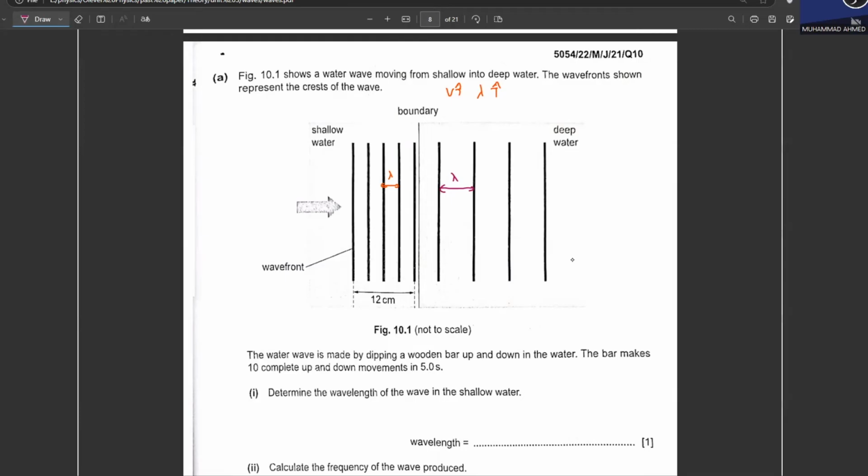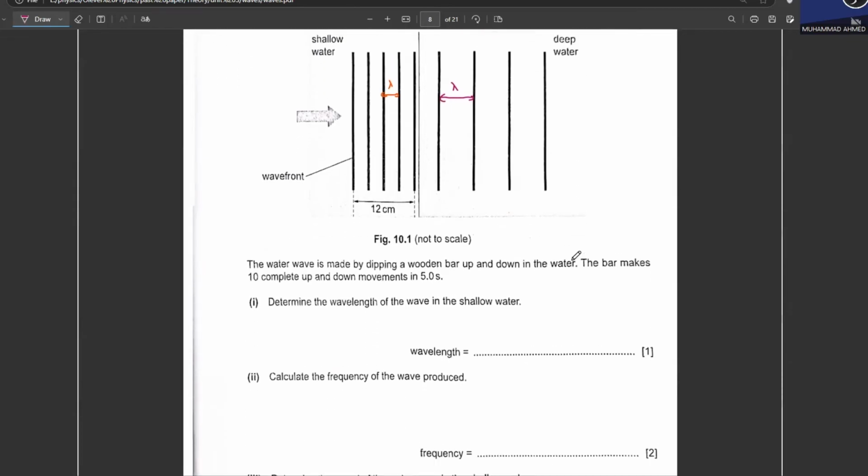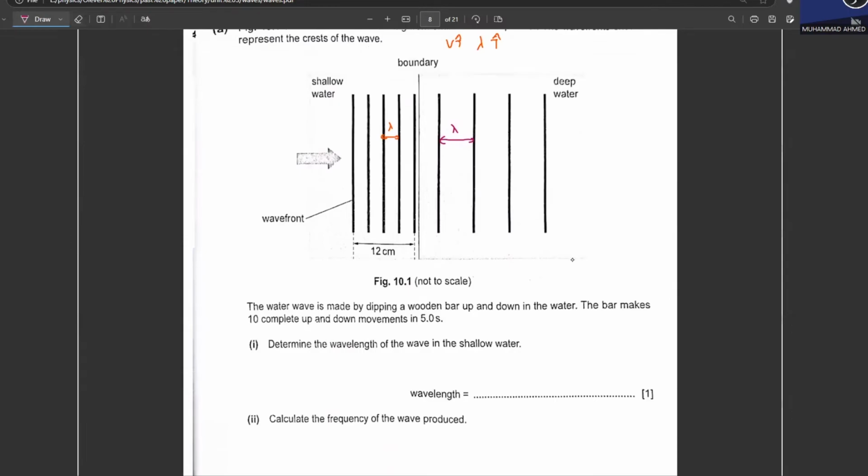The water wave is made by dipping a wooden bar up and down. The bar makes 10 complete up and down movements in 5 seconds. Determine the wavelength of the wave in the shallow water. So if you can notice, this is 1 lambda, this is 2 lambda, this is 3 lambda, this is 4 lambda. So 4 lambdas have a distance of 12 centimeter. Lambda will have a distance of what? 12 divided by 4, that is 3 centimeter. Lambda is 3 centimeter.